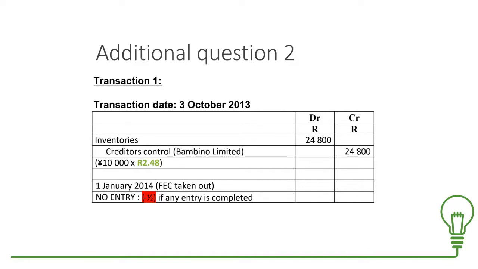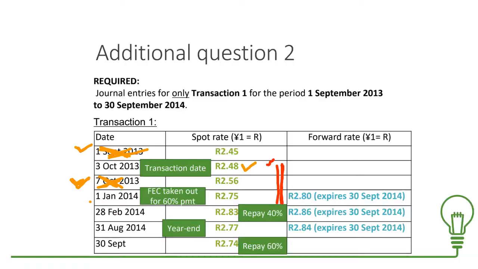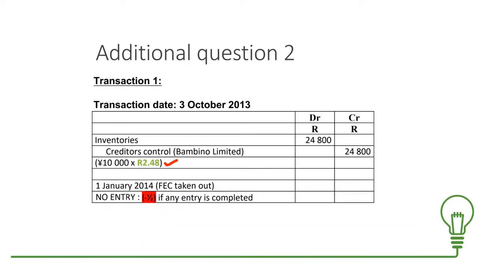Notice the rate we use. I'm going to go back to the rates now. It's number one, the spot rate. So it's not the forward rate. It's the spot rate, and it's at transaction date. So the spot rate on transaction date is what we're using. And so we say 10,000 yen times 2 Rand 48, and that's going to give us 24,800. Okay, cool. Most of us are comfortable with that journal entry. Most of us are going to get it right.